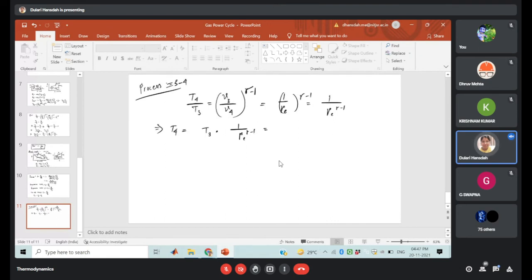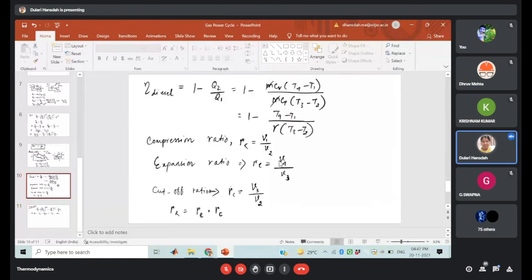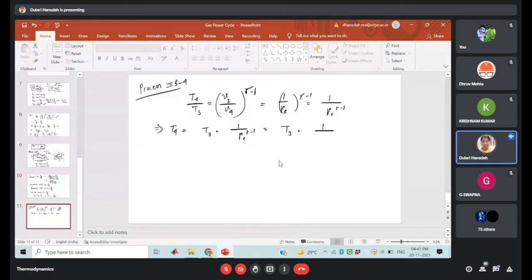So again, if I simplify this, expansion ratio in terms of the compression ratio and cutoff ratio, it will look like this. The expansion ratio RA will be RK upon RC, right? So this will be RC to the power gamma minus 1, and this will be RK to the power gamma minus 1. So the T4 temperature in terms of the T3 temperature will be the multiplication of the cutoff ratio and compression ratio. Okay.